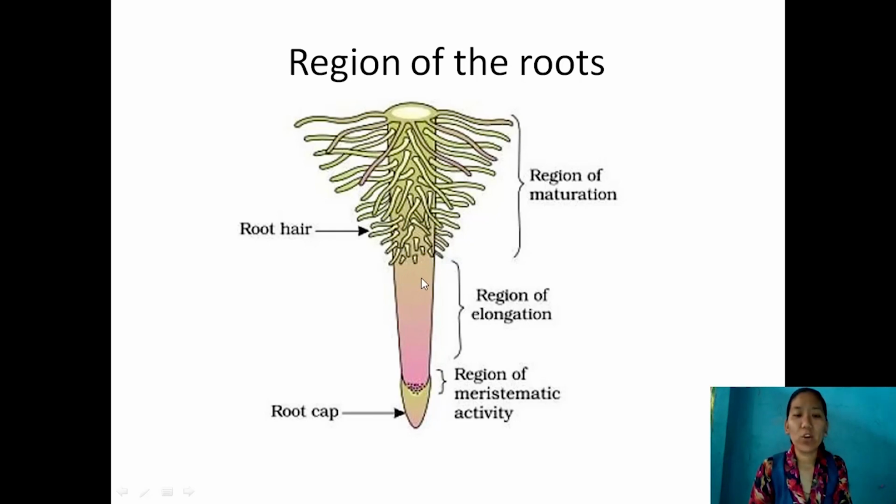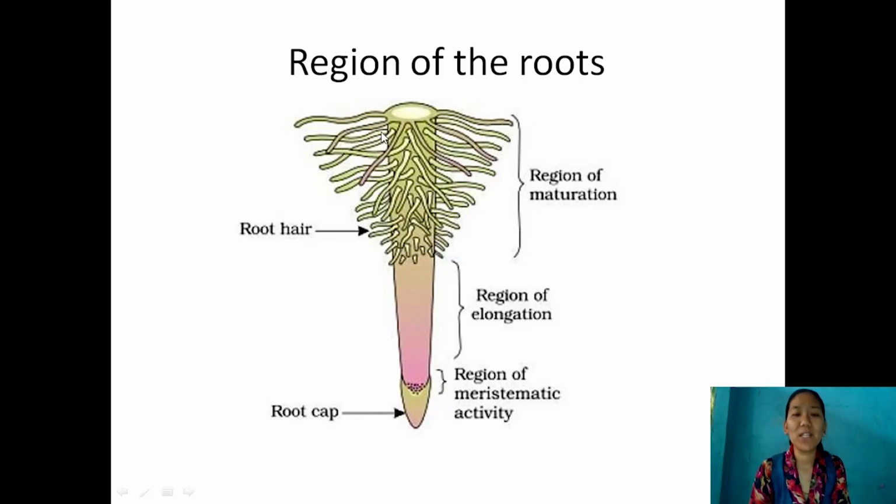Okay, and they elongate. So this region forms a region of elongation, and this region is responsible for the increase in the length of the root system. And as they elongate, from the proximal part they again undergo maturation. They start to deposit more on the cell wall. They become thickened and they become mature. This region forms the region of maturation.